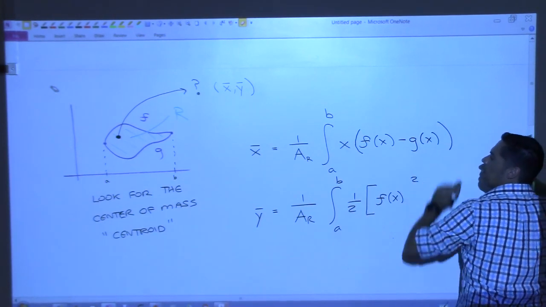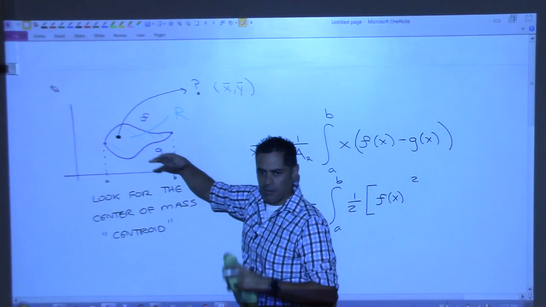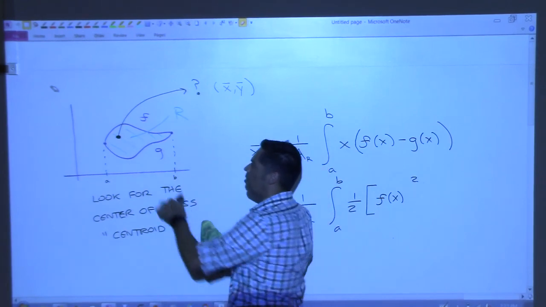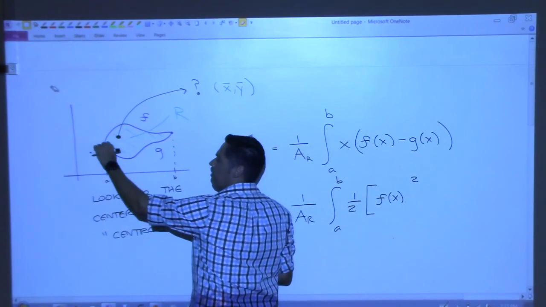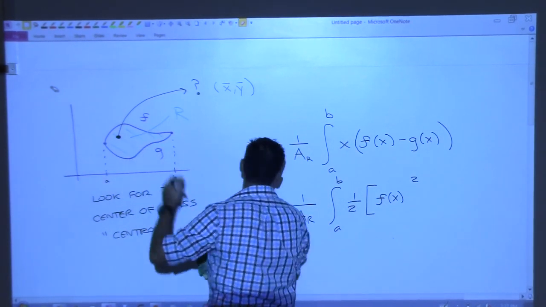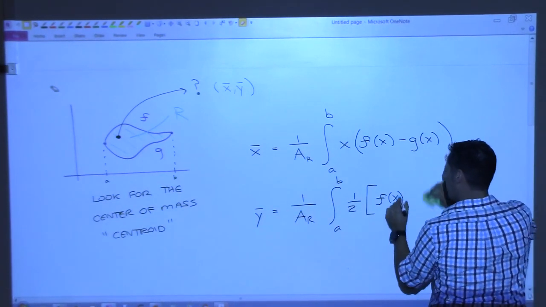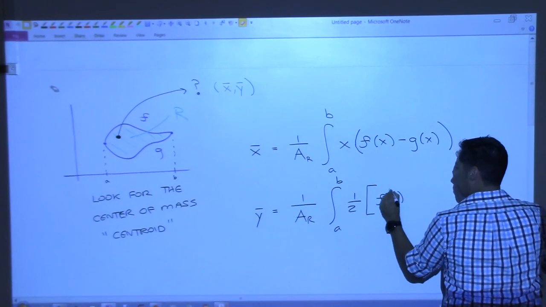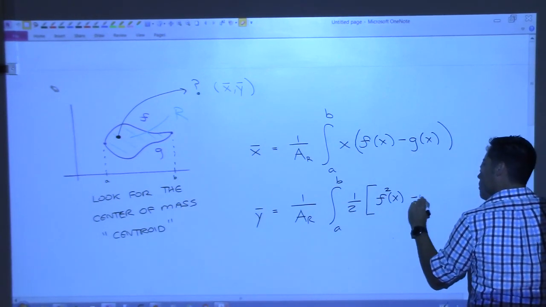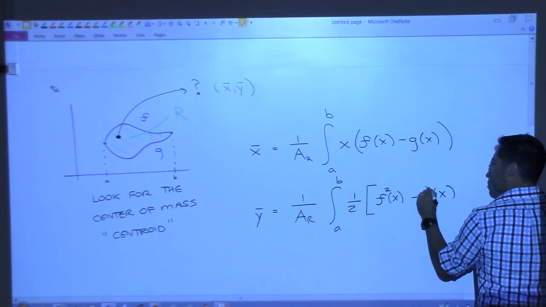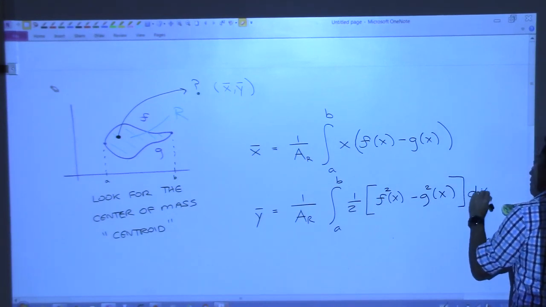Sorry about that. I forgot I was doing two functions, not the area. I wasn't looking from f all the way down to the ground. I was looking from f down to g instead. So the formula is going to change. This one's going to become f of x squared minus g of x squared, dx. There we go.